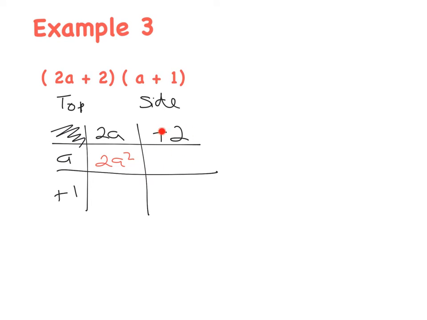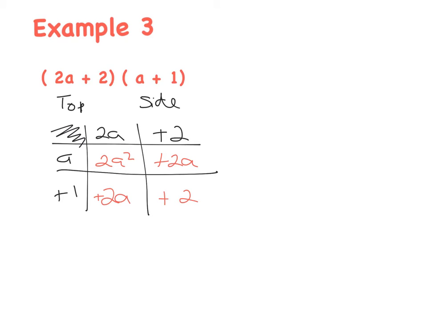Here I have a times plus 2, which is going to give me plus 2a. In the next box here, I have 1 times 2a, and 1 times 2a is just going to give me 2a. Again, these are all plus. And my last one here is just 1 multiplied by 2. Okay, 1 multiplied by 2, that's going to give me plus 2.